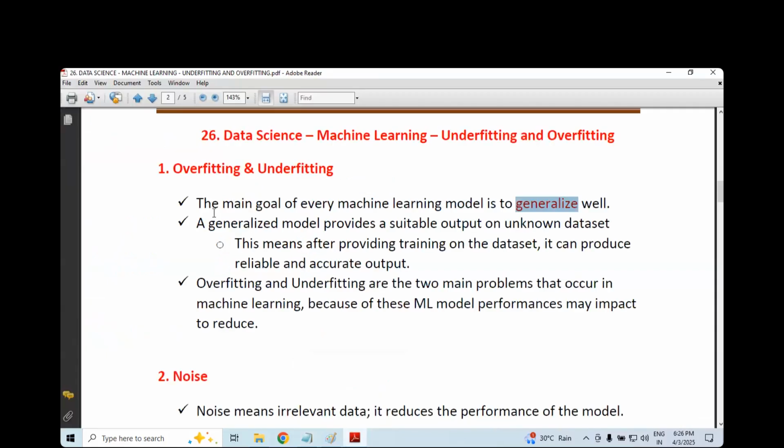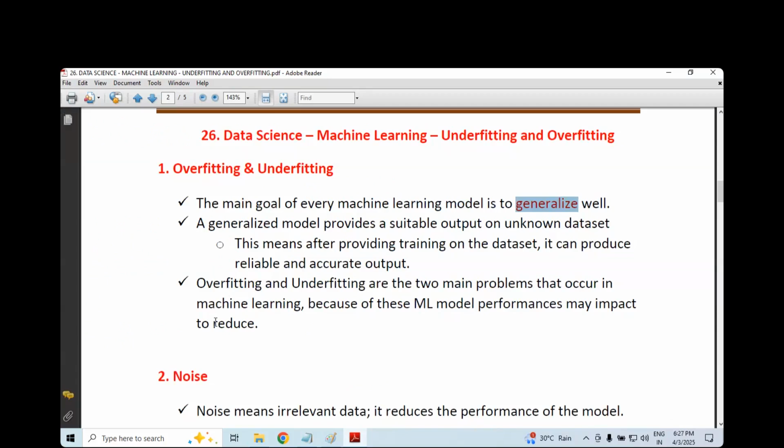The main goal of any machine learning algorithm is to generalize well. What do you mean by generalize? A generalized model provides a suitable output on an unknown data set. This means after training on the data set, it can produce trustable results. What result, sir? Trustable, a kind of reliable result.